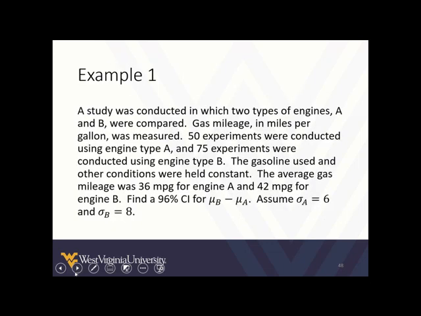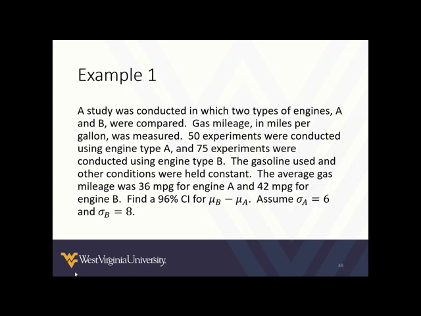And so at this point, we have established our 3 confidence intervals. And so now let's take a look at 3 examples, and then that will be the end of this lecture. So for example 1, a study was conducted in which 2 types of engines, A and B, were compared. Gas mileage in miles per gallon was measured. 50 experiments were conducted using engine type A, and 75 experiments were conducted using engine type B. The gasoline used and other conditions were held constant.